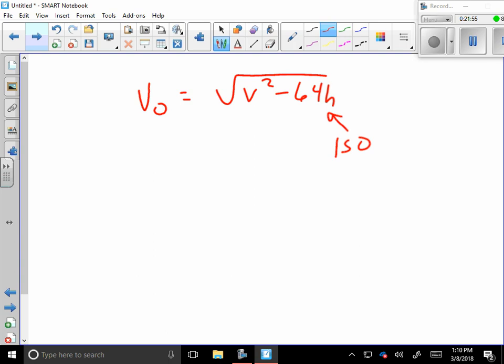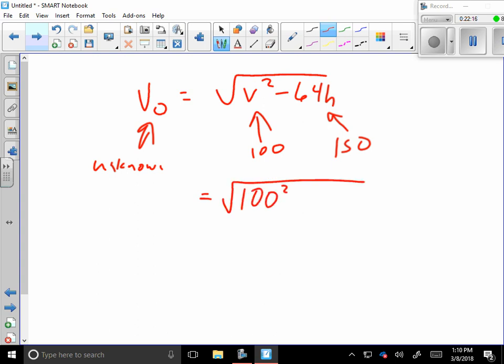What velocity must it have at the top of the hill? That means this is going to be our unknown, and that's going to be nicer than if this was our unknown. All we have to do is plug in the 100 here. So basically, we're just solving 100 squared minus 64 times 150. Get the square root of all that. Ends up coming out exactly 20.